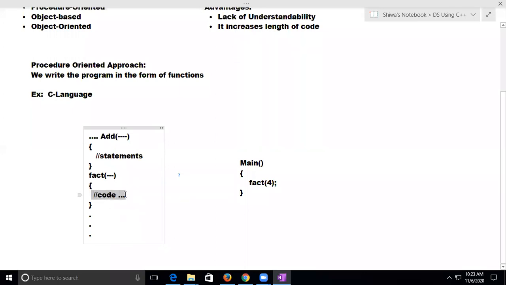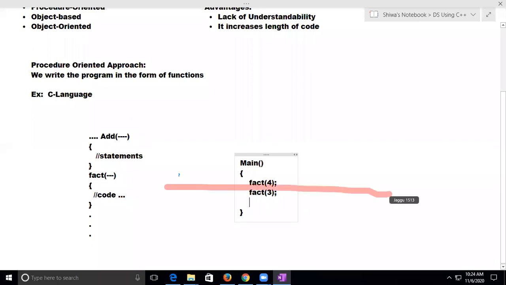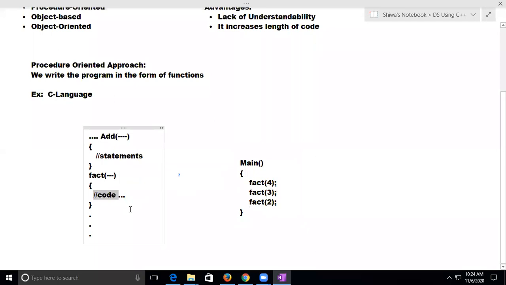So this code we are writing for how many times? One time only. But we can use this code for any number of times by calling. Okay, once again I'm calling here. Fact of 3, I'm calling. Once again I'm calling, fact of 2, like this. So we are writing code for how many times? One time only. But we can use this code for any number of times.